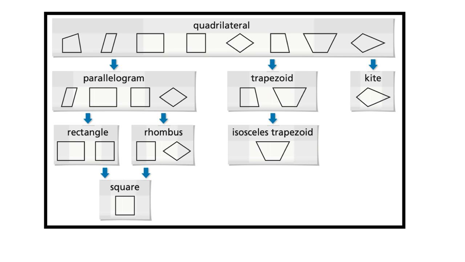So if you read this, the thing that's on the bottom is everything above it, okay? Isosceles trapezoid is technically a trapezoid, which is also a quadrilateral. A kite is also a quadrilateral, right? A square is a rhombus, a parallelogram, and a quadrilateral. So you can use that hierarchy to help you figure out information.